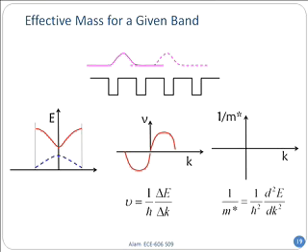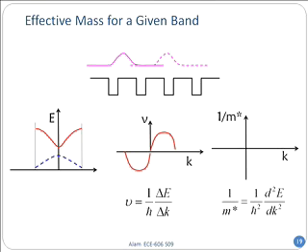Because remember, with plus k, electrons are supposed to go to the right. And the velocity should be positive because it's going to the right. You can see indeed the velocity is positive on the right hand side. With minus k, electrons should be going the other way, and the velocity should be negative. And it is indeed negative, you can see, right? Because it's below the 0 axis. So that makes sense. What about the effective mass?